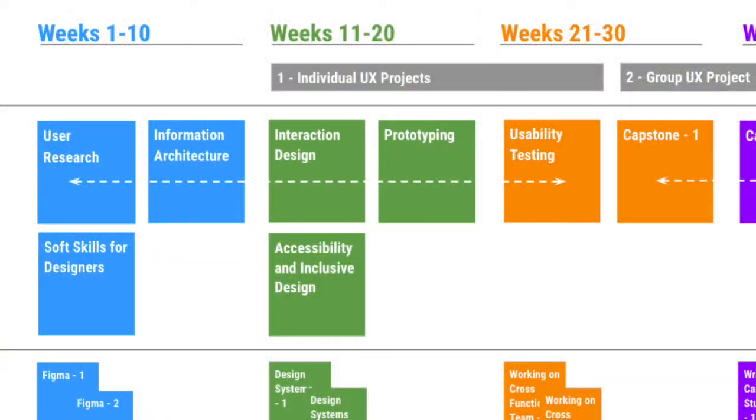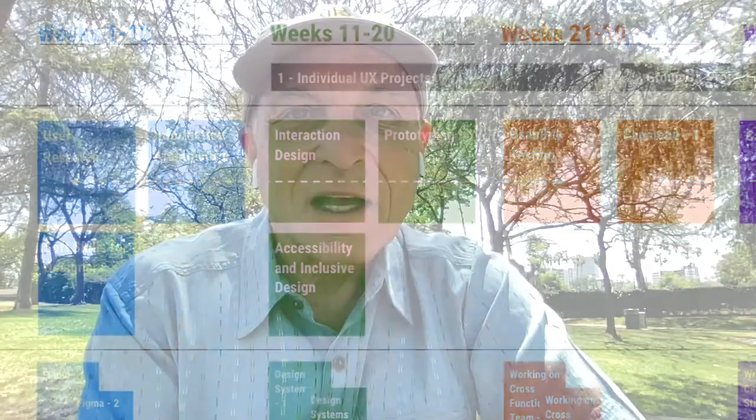You'll notice that there are 2 classes in support of that main track. One is Soft Skills for Designers, and this is a class where you'll learn about how to be a good collaborator, how to present your work, also how to manage your time, how to give a critique, and more important, how to accept one gracefully.